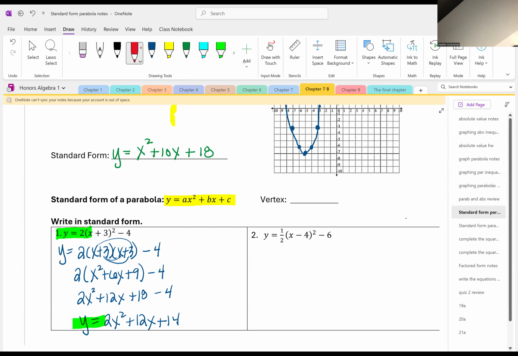So we have y equals 1/2. When I multiply this out, this is x minus 4 times x minus 4 minus 6. x times x is x squared. This is negative 4x and negative 4x. We get negative 8x. And then positive 16 minus 6. Distribute the 1/2. So I have 1/2 x squared minus 4x plus 8 minus 6.